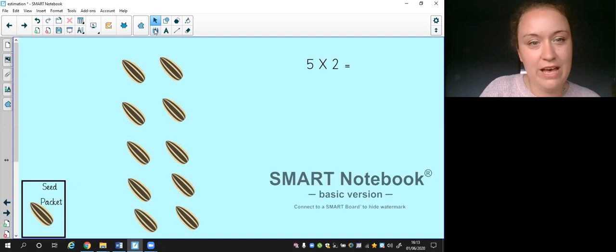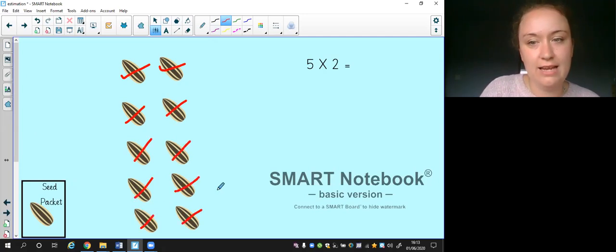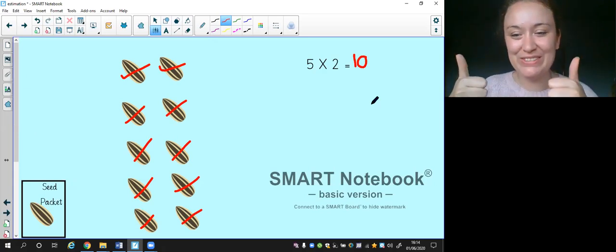I'm going to do careful counting and I'm going to tick it off as I go. 1, 2, 3, 4, 5, 6, 7, 8, 9, 10. 5 rows of 2 makes 10, or 5 times 2 is 10. Did you get it? I hope so.